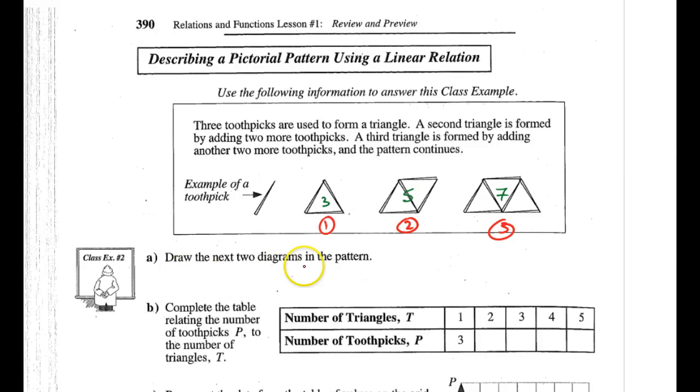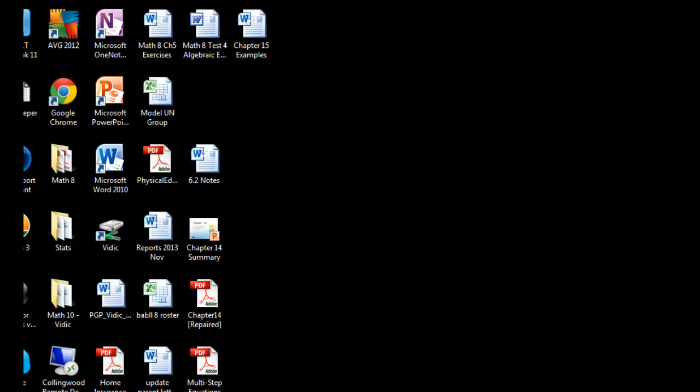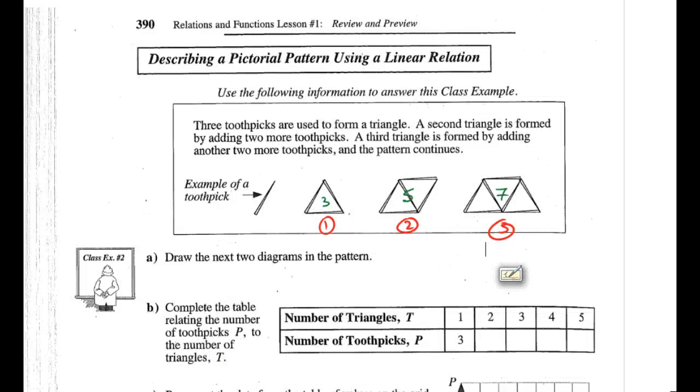Okay, so it says draw the next 2 diagrams. Well, the next 2 diagrams, I'm going to do it over here, would be like this. Okay, and then like this over here. Okay, that would be the next 2 diagrams in the pattern. So that's for this question here.